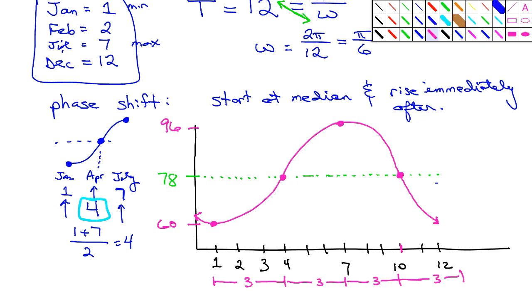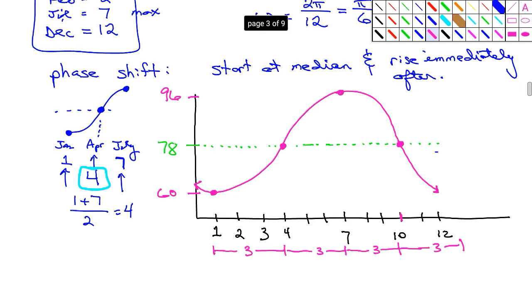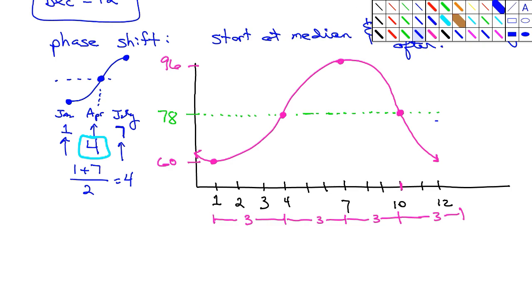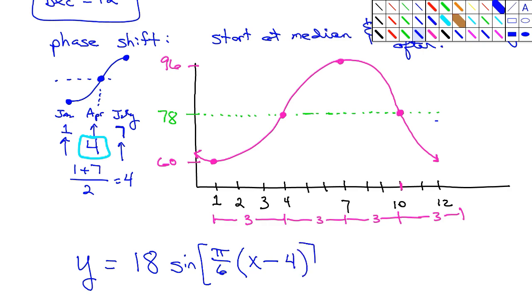So 1 period should be sufficient here. It looks a little odd because it's not quite centered. That's okay. Now, let's figure out what the model should be. So the model should be y is equal to the amplitude number, 18, times sine of, and then the omega number is going to be pi over 6 times x minus the phase shift, 4, close the parenthesis, plus the median number, the vertical shift, of 78.